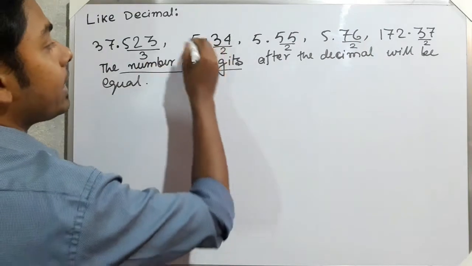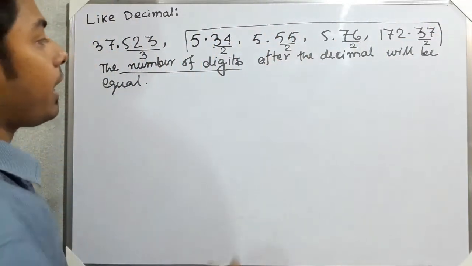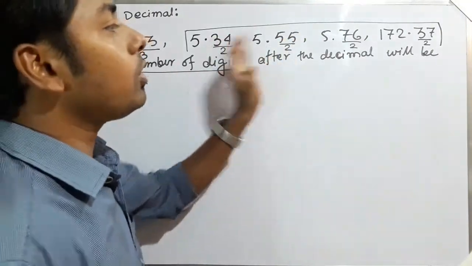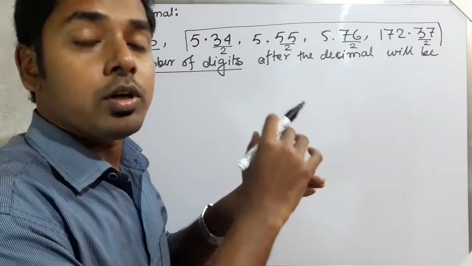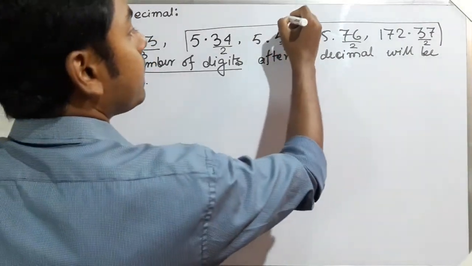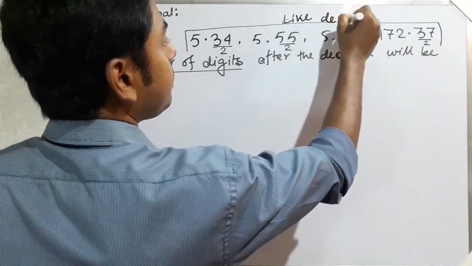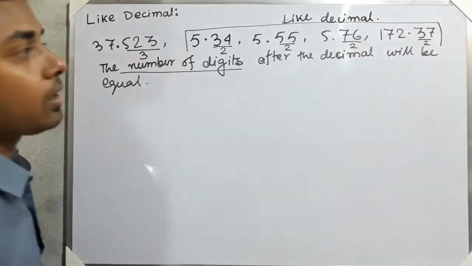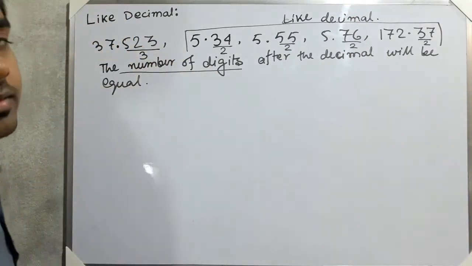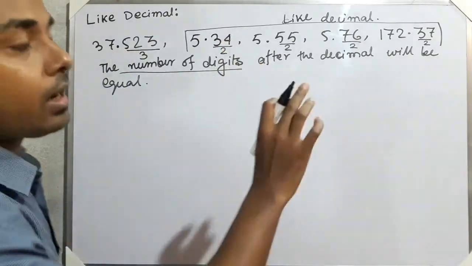So now you can tell these are what? These numbers are having the same number of digits after the decimal. That means all the numbers are having two places after the decimal. Then these numbers are called what? Like decimal. Okay, these numbers are called like decimal. What about this number? This number and this number are unlike decimal.